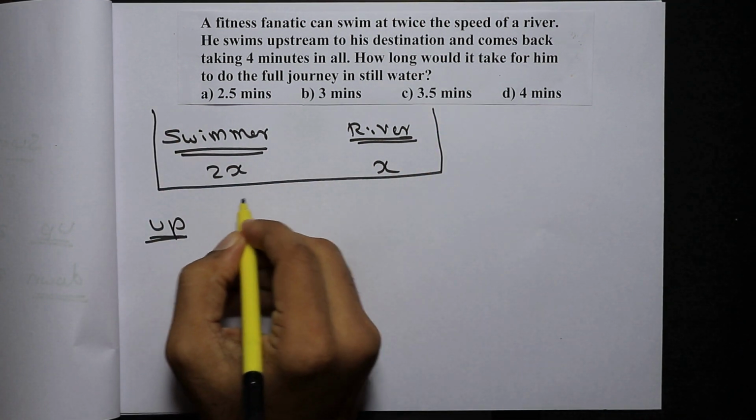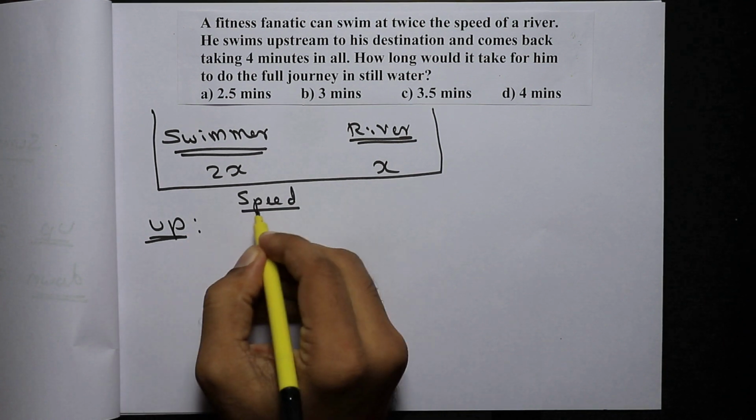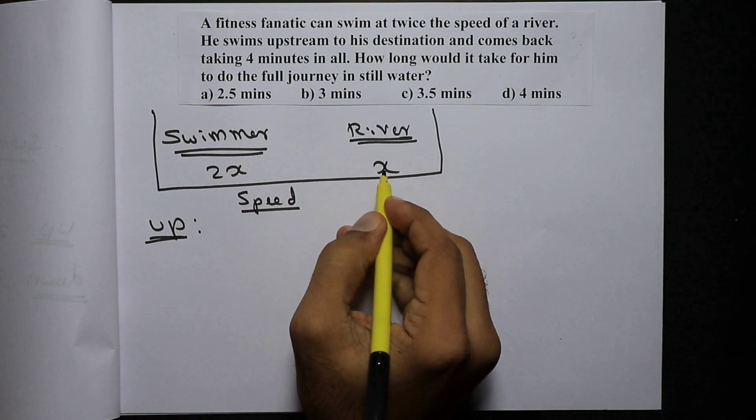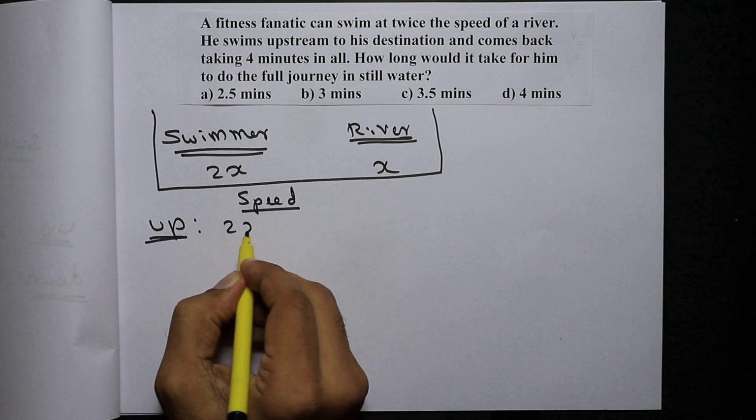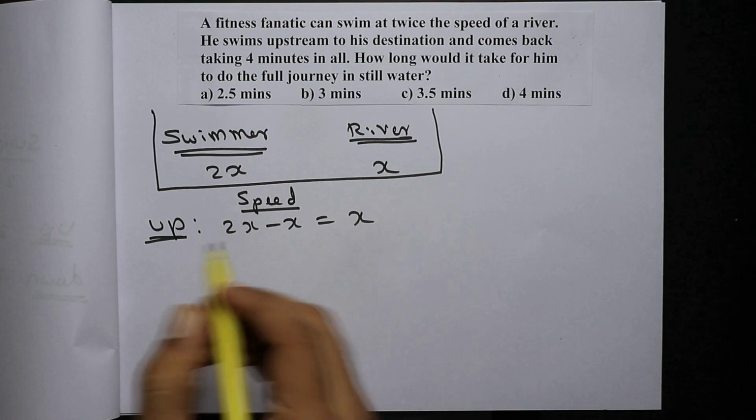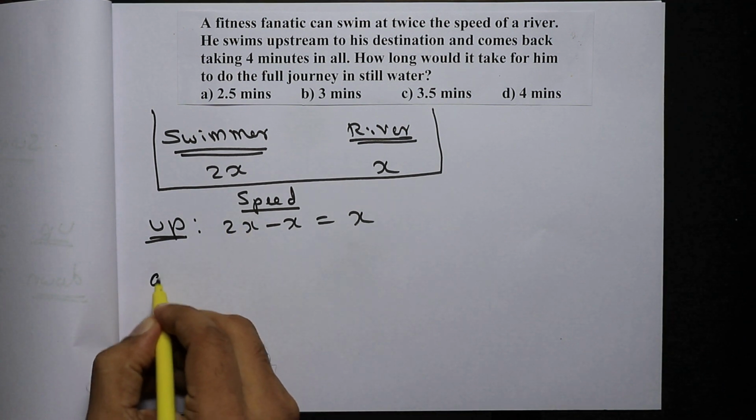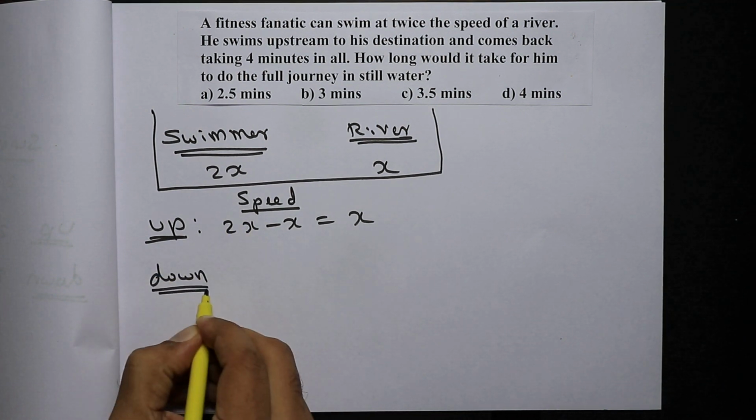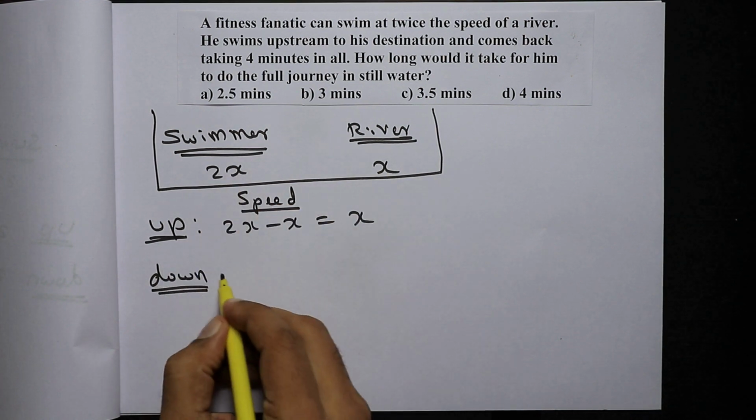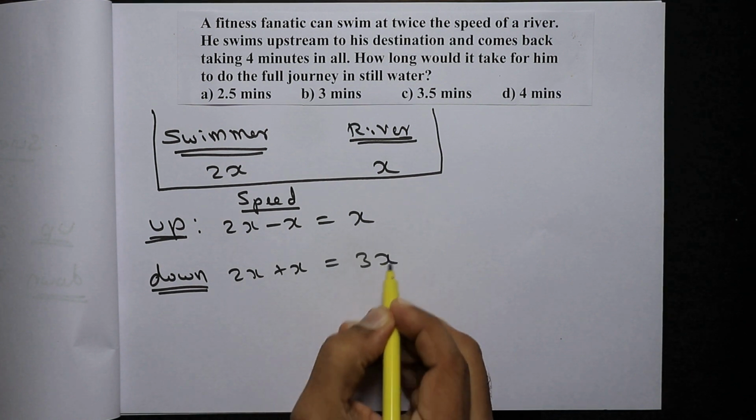So first we'll find out his effective speed when he is going upstream. When he is going upstream, his speed will be 2x minus x, that is b minus r. So his effective speed will be x. And next we'll find out his speed when he is going downstream. Now when he is going downstream, his effective speed will be b plus r, that is 2x plus x. So the speed will be 3x.